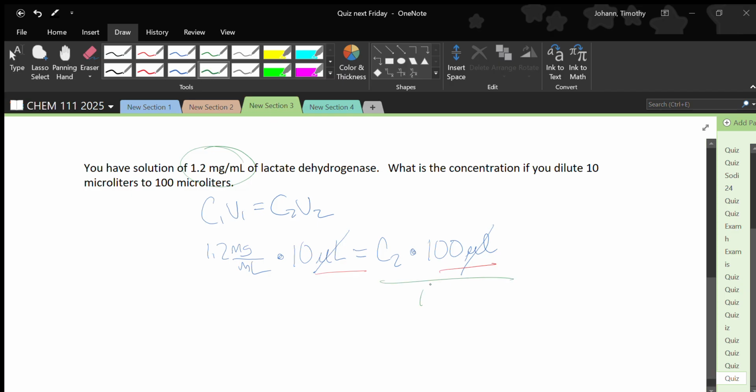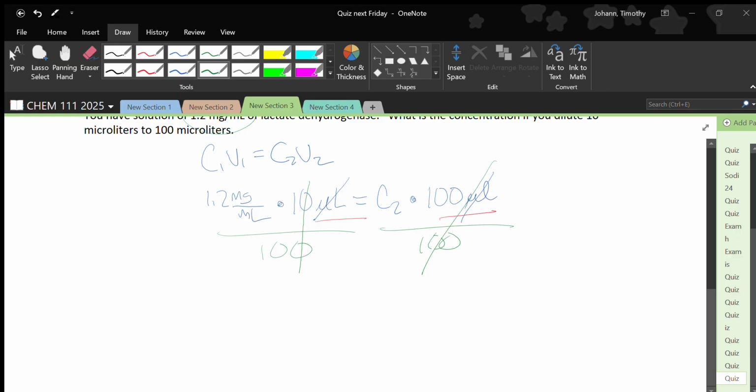So if I divide both sides by 100, we already canceled our units. That cancels, giving me C2 alone. I can get rid of one of these zeros, right? A 0 on top, a 0 on the bottom. And then I've got 1.2 divided by 10. Even this morning, in my sleep-deprived Friday state, I can actually do that one in my head, because it's a 10. So then my answer is going to be 0.12 milligrams per milliliter. Does that make sense?